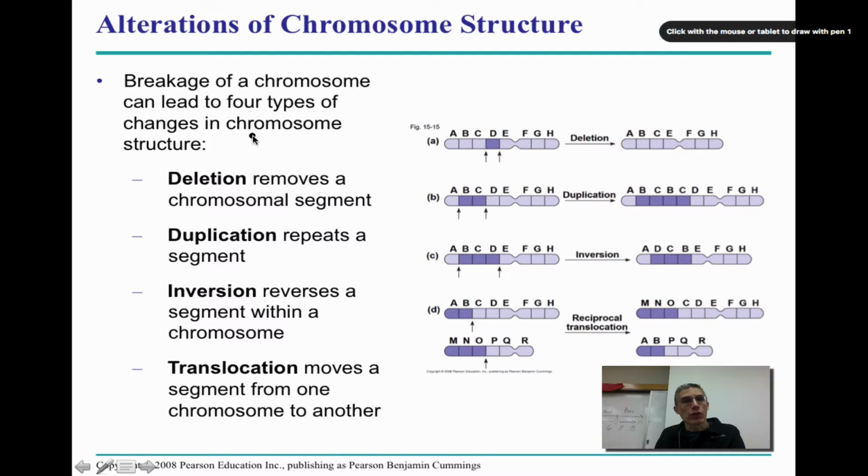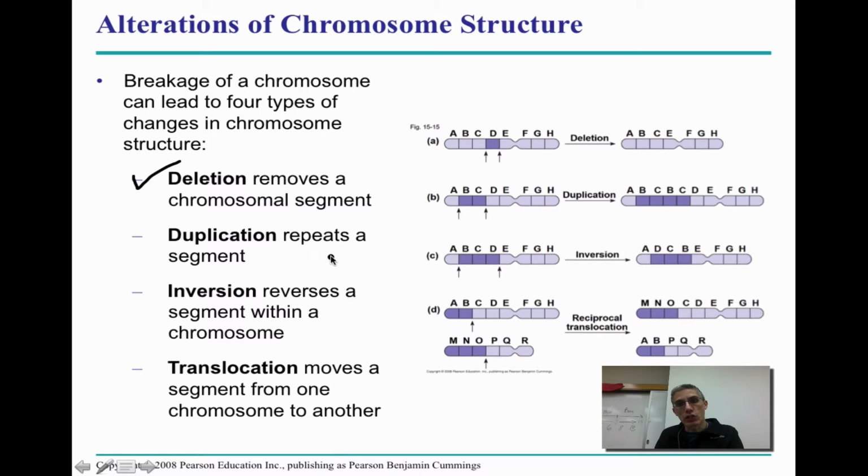Now, in addition to an abnormal number of chromosomes, we might also actually have breakage of a chromosome, and this can lead to 4 types of changes in chromosomes. One of those being deletion. In other words, you simply remove a piece of the chromosome. So in this case, we have letter D that was removed from this chromosome. So obviously, we're going to be missing genetic information.